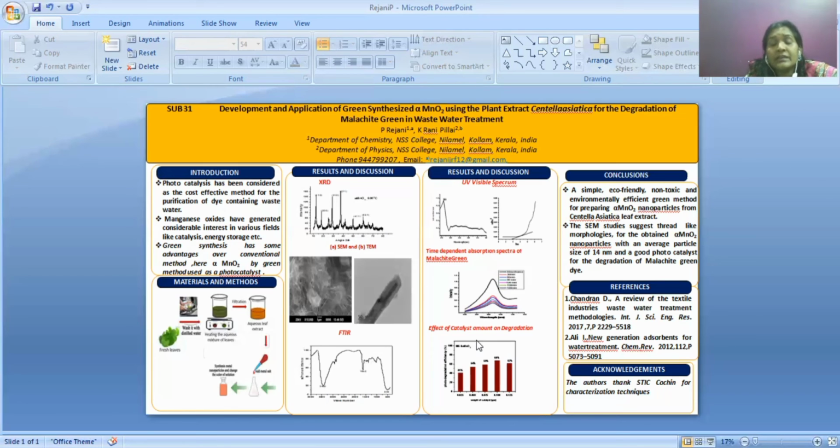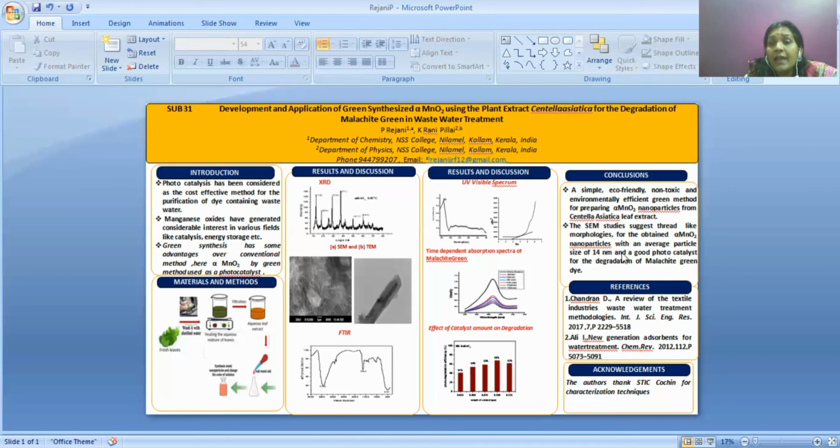In addition to that, we can check the effect of pH on the degradation efficiency. All the parameters were studied, and it is understood that the material is a very good catalyst for the degradation of dyes, because photocatalytic activity is very important nowadays.